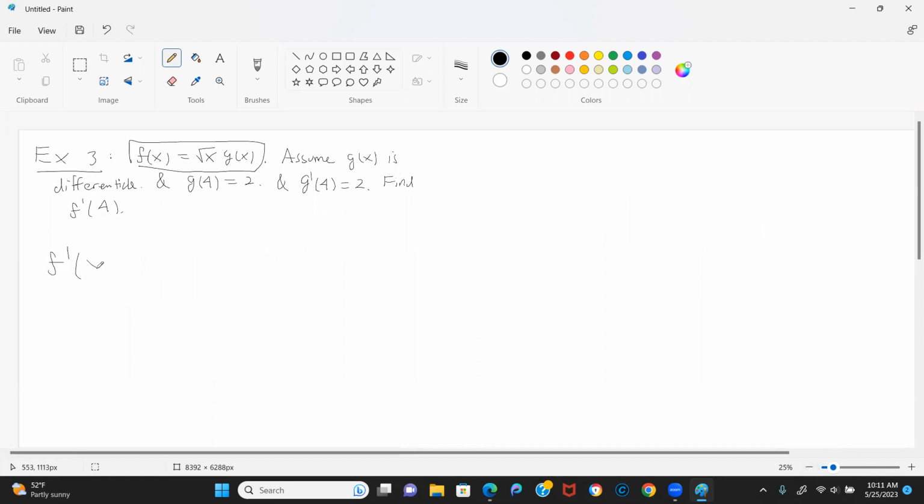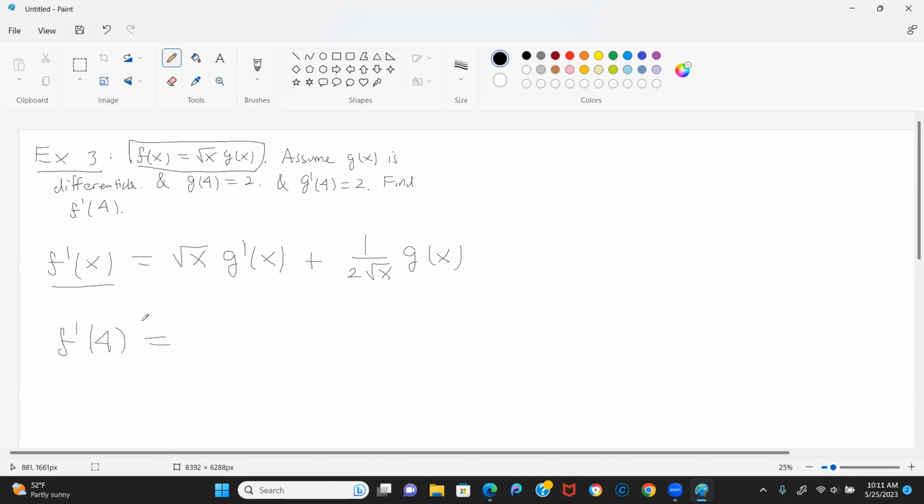So f prime of x, according to the product rule, is going to be square root of x times g prime of x, so first function times the derivative of the second function, plus the derivative of the first function, which I guess at this point we can just write down as 1 over 2 root x, times g of x, the second function. All right, so now we want to evaluate this at f prime of 4.